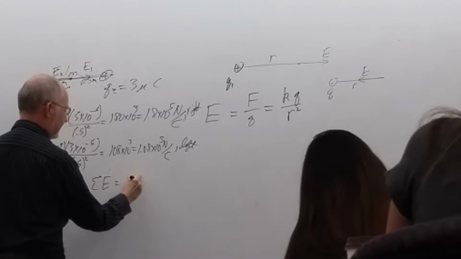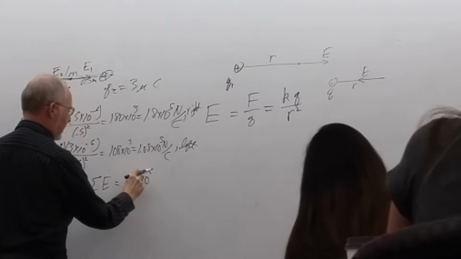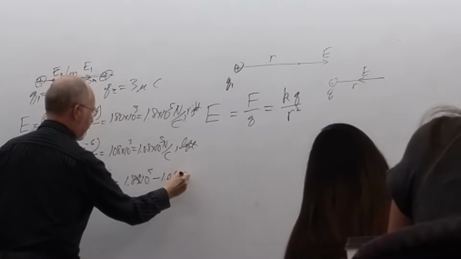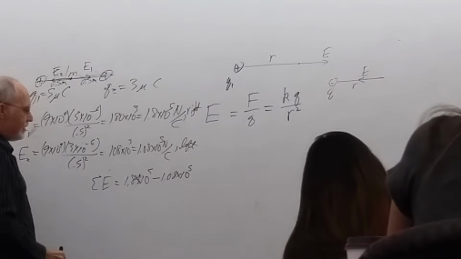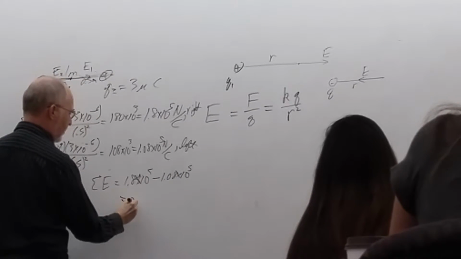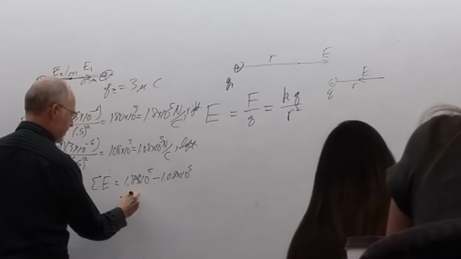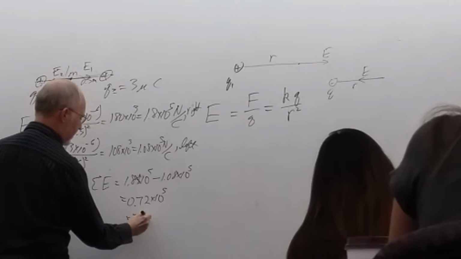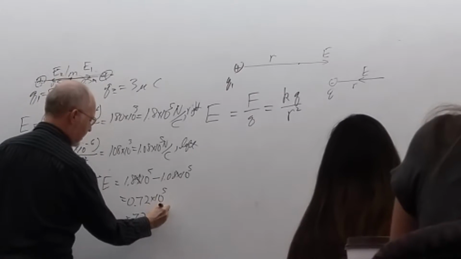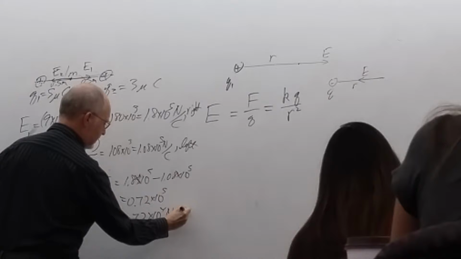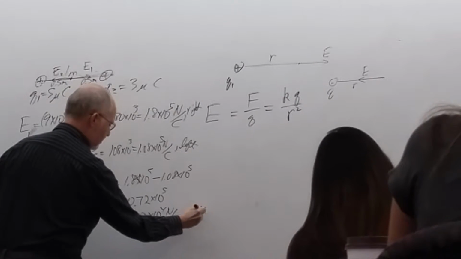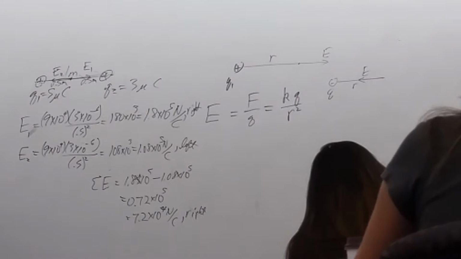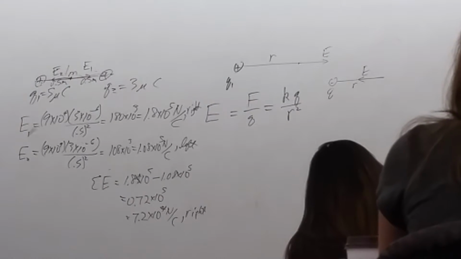1.8 times 10 to the fifth in the positive direction, and minus the 1.08 times 10 to the fifth in the negative x direction, and so you have, what's that, 7.2 times 10 to the fourth newtons per coulomb going to the right. Or again, if you just want to say that's the positive direction, it would be a plus 7.2 times 10 to the fourth.